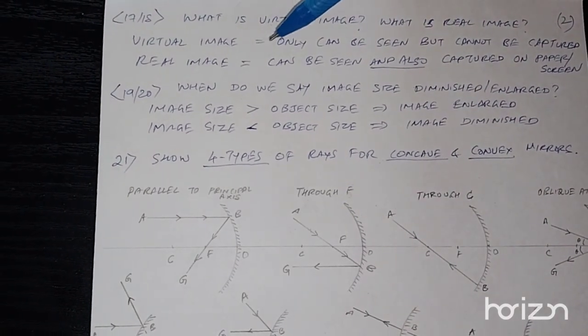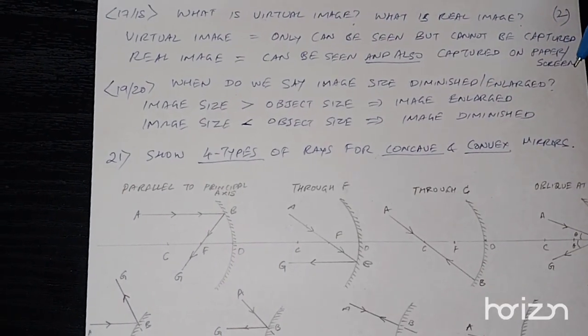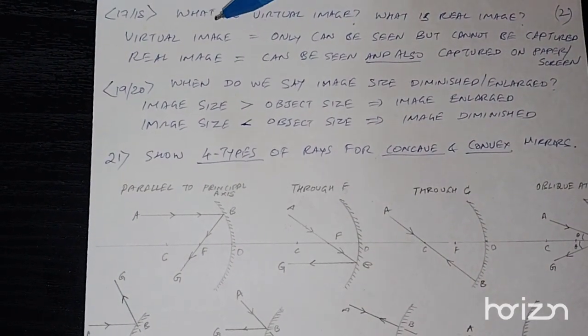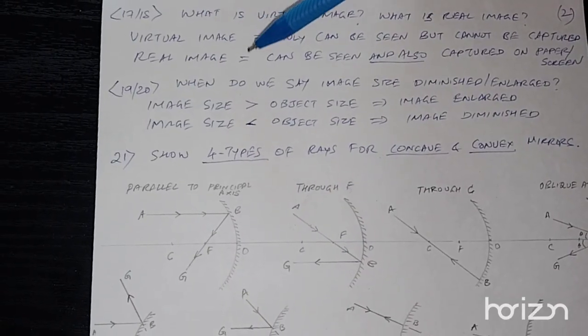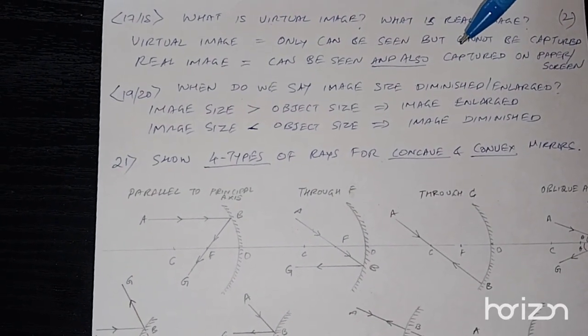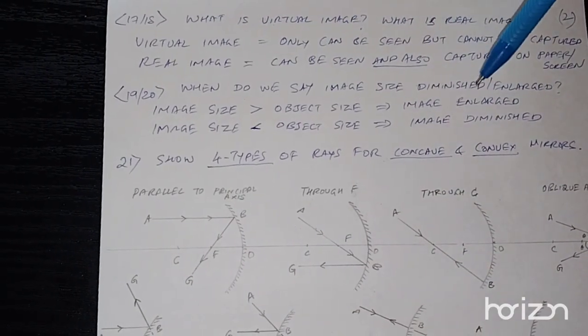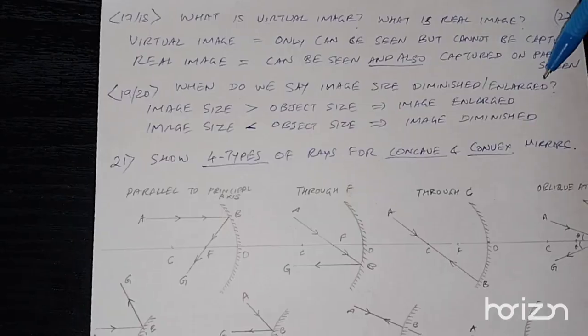A real image can be seen and also can be captured on a paper or a screen. So that is the difference between a virtual image and a real image. A real image usually is formed in front of the mirror so that it can be captured on a paper or a screen. Okay, when do we say image size is diminished or enlarged?